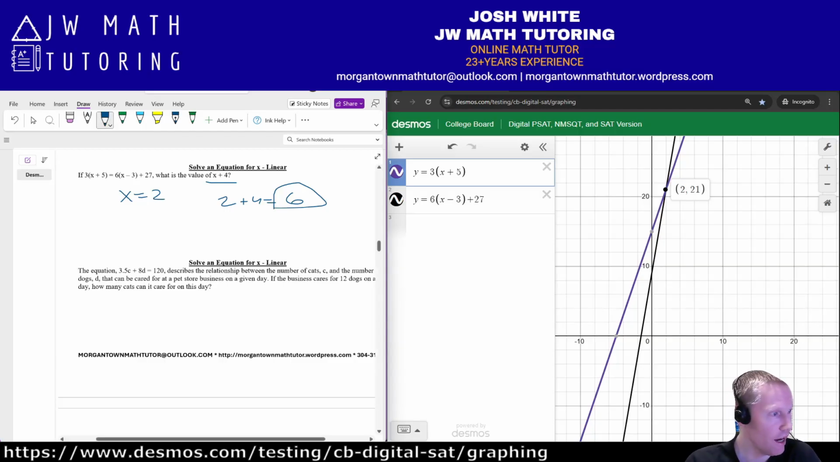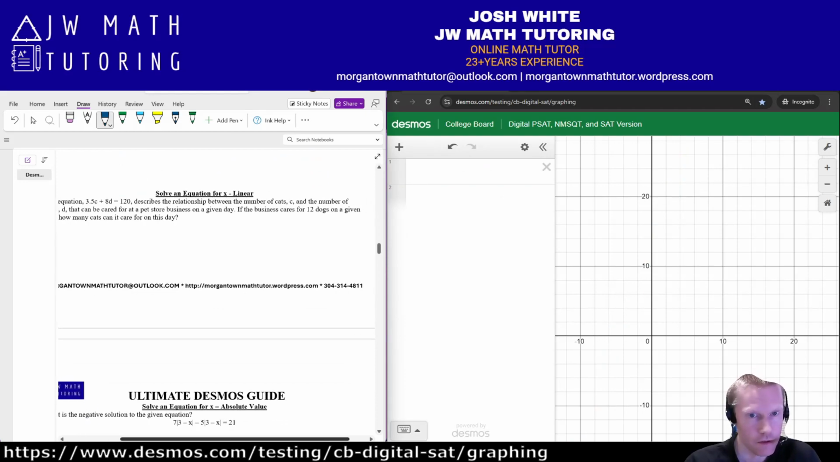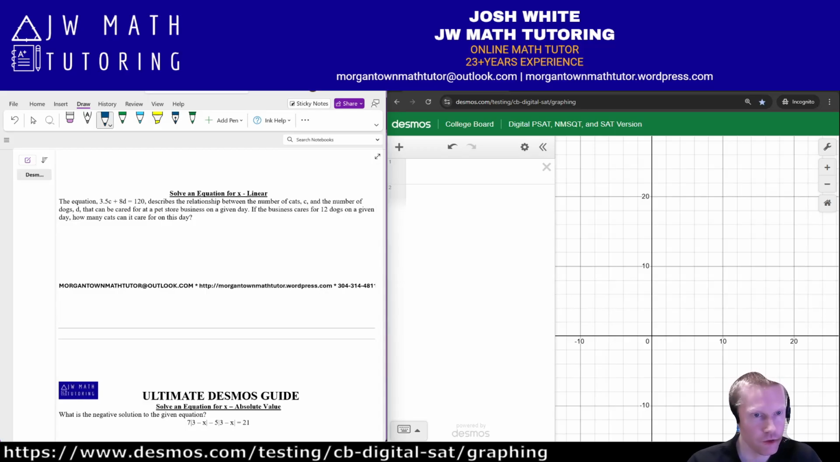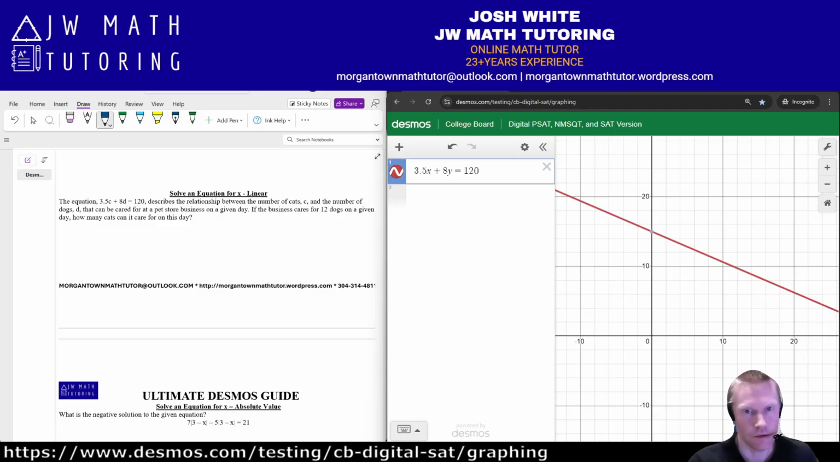All right, so let's look now at another example. So in this next equation at the bottom of the screen here, see if I can get the whole thing on the screen so we can see it. So this equation has two variables in it, c and d, and you could just change them to x and y. But basically, you say you have 3.5x plus 8y equals 120. So in this case, I'm just going to type the whole thing in. But now it tells you that d, the number of dogs, is 12. So you can just replace y with 12.